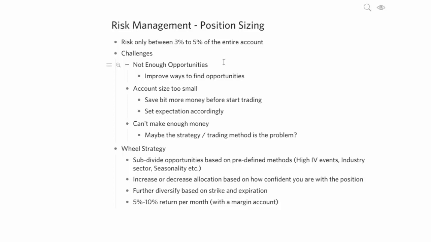The second problem I had was account size was too small. So when I started out, my account size was really small, and I ended up trading penny stocks. And as you can imagine, with penny stocks, there aren't that many strategies or trading styles that you can do.